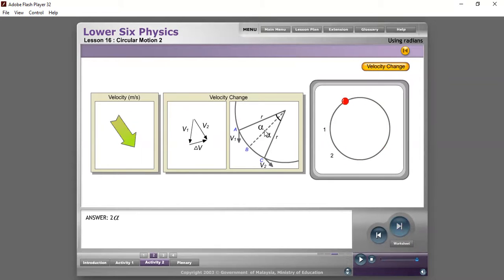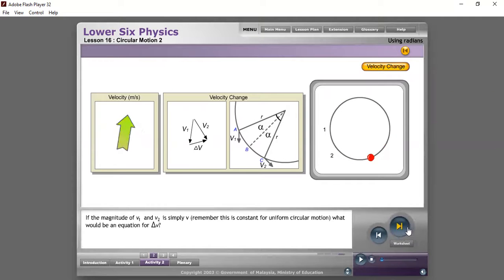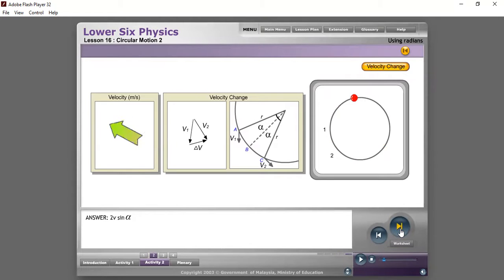So that is the angle from the difference between V1 and V2. If the magnitude of V1 and V2 is simply V, remember, this is constant for uniform circular motion. What would be an equation for delta V? Answer: 2V sine alpha.